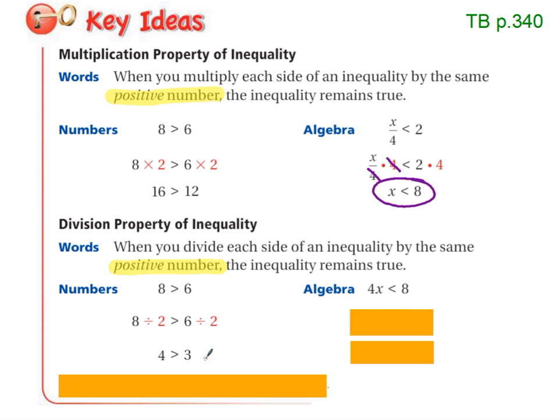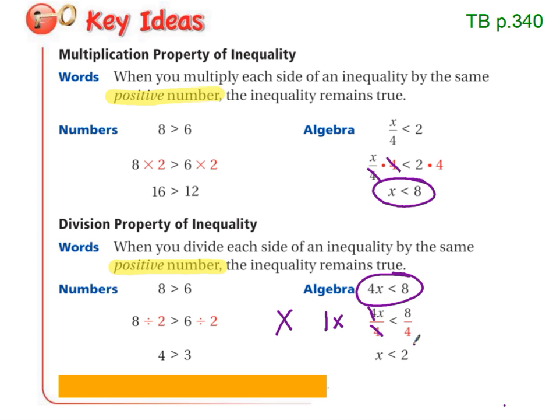Looking at the algebra example over on the other side, we have 4x is less than 8. So in order to get the variable, or the x, by itself, I need to cancel out that multiplying x by 4. And we do that by dividing. So the 4's cancel out because 4 divided by 4 leaves us with 1x. And we all know that 1 of a variable is the same as just having the variable, or the x by itself. Then we take the other side, divide it by 4, and my new inequality is x is less than 2.